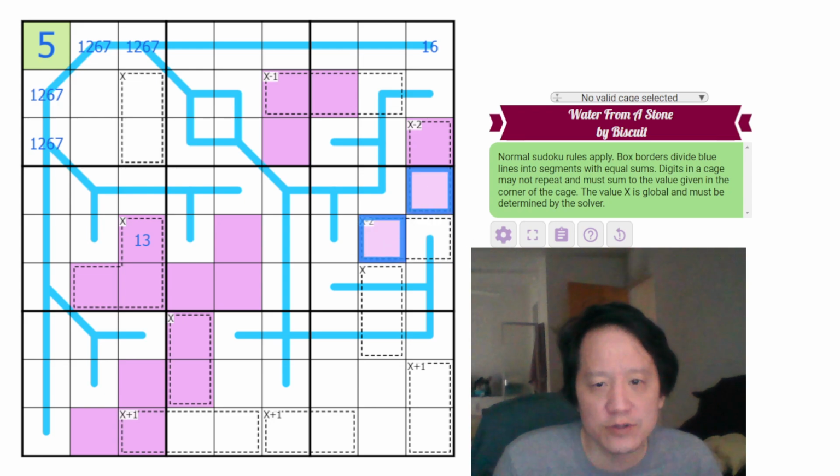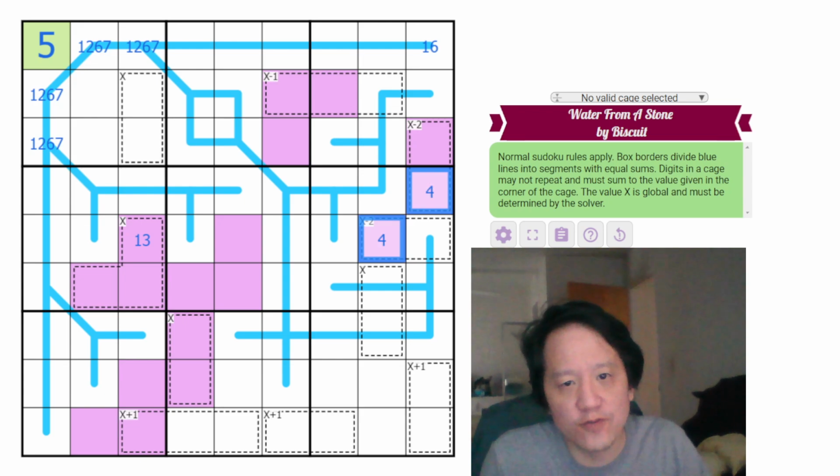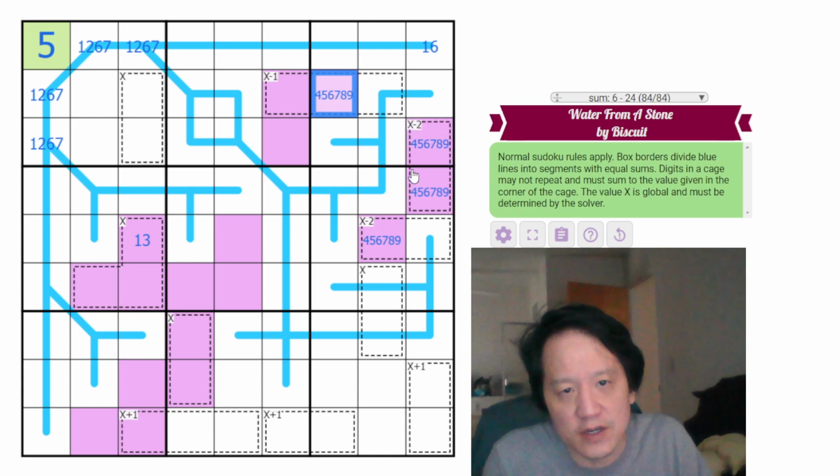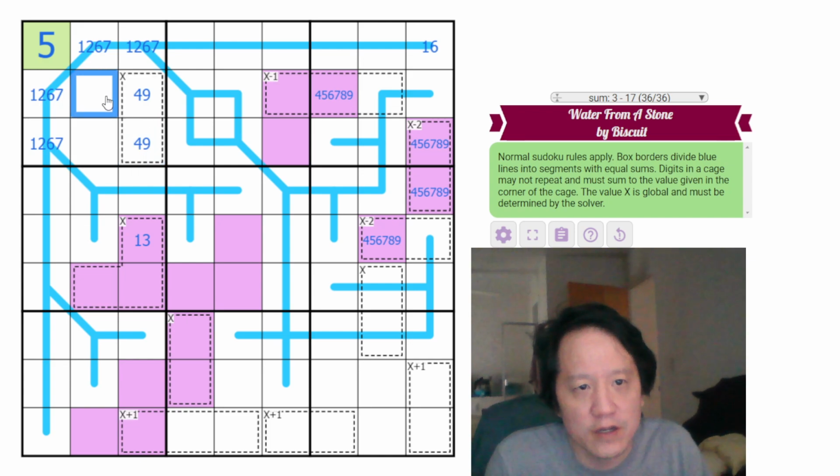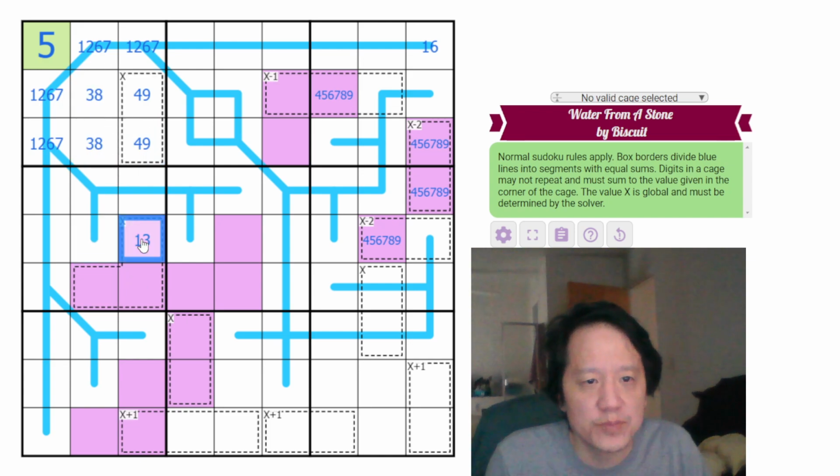But this has to be 13. So this has to be 4, 5, 6, 7, 8, 9. This is 4, 5, 6, 7, 8, 9. And this is 4, 5, 6, 7, 8, 9. This adds up to 12. This is 13. It cannot be 6, 7. This is 4, 9. So this becomes 3 and 8.